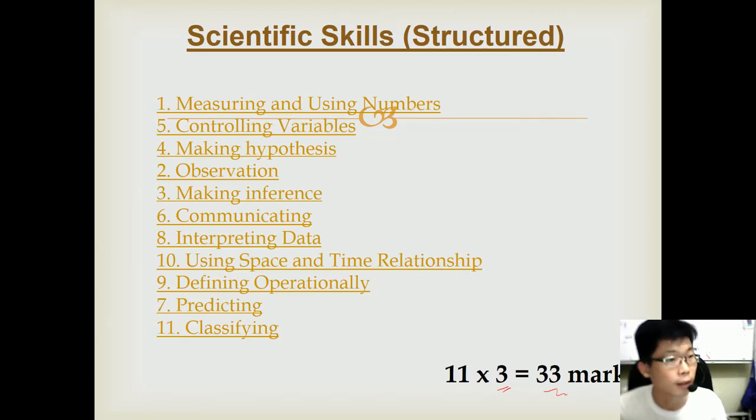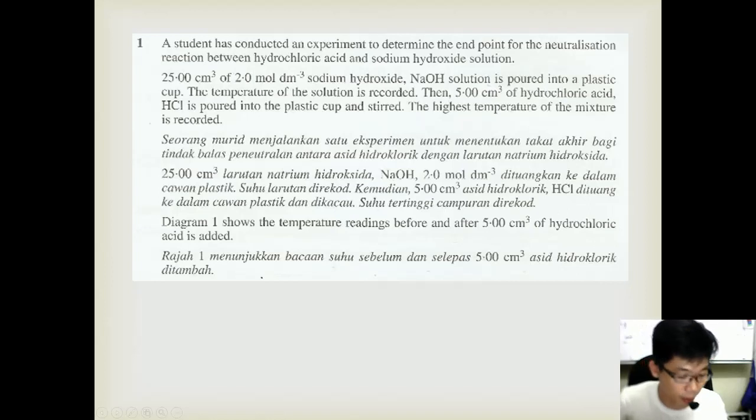So let's start. Okay, so first we look at the measuring and using numbers. So normally, okay, the first question will be asking the student to measure using the numbers. Okay, so let's look into the questions. So a student has conducted an experiment to determine the endpoint of the neutralization reaction between the hydrochloric acid and sodium hydroxide. So 25 cubic centimeter of 2 mole per cubic decimeter sodium hydroxide is poured into a plastic cup.